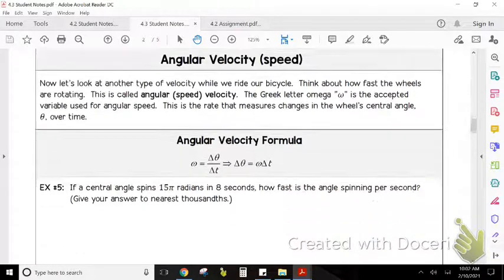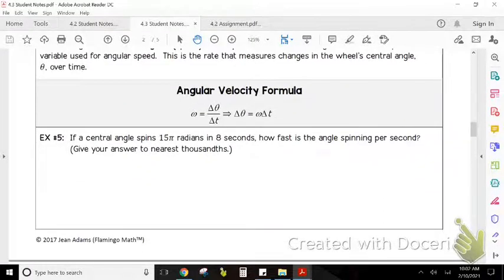All right, angular velocity or speed. It says now look at another type of velocity while we ride our bicycle. Think about how fast the wheels are rotating. This is called angular velocity or speed. The Greek letter omega, which looks like a W, is the accepted variable used for the angular speed. This is the rate that brings change to the wheel's central angle theta over time. So the angular velocity formula says that omega is equal to theta over time, which we could also switch around and say then theta is equal to omega times time.